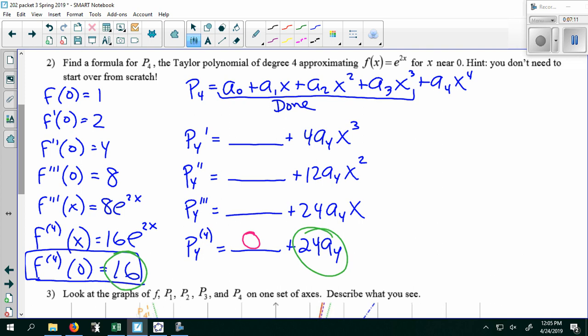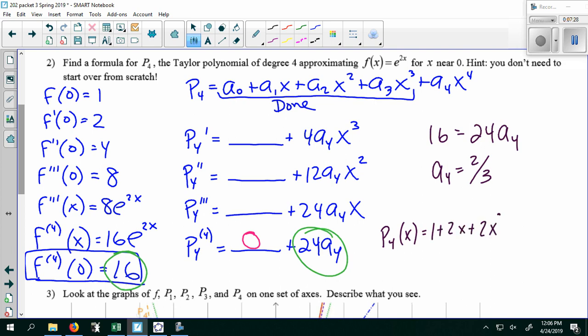Okay, so I'm going to set 16 equal to 24 a sub 4, and you get a sub 4 is 2/3. So my final P4 of x is 1 plus 2x plus 2x squared plus 4/3 x cubed plus 2/3 x to the fourth.